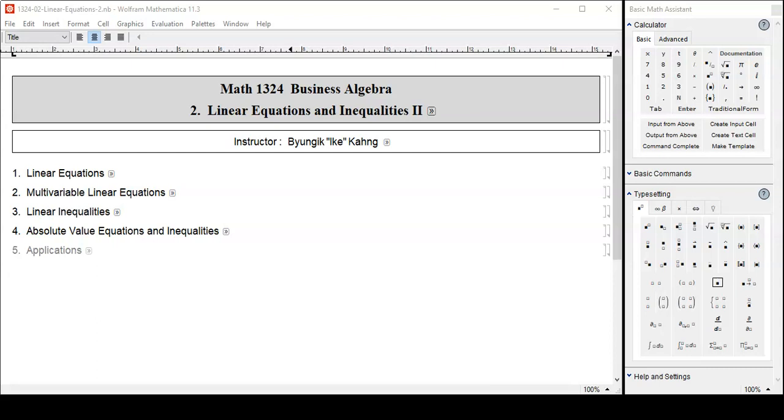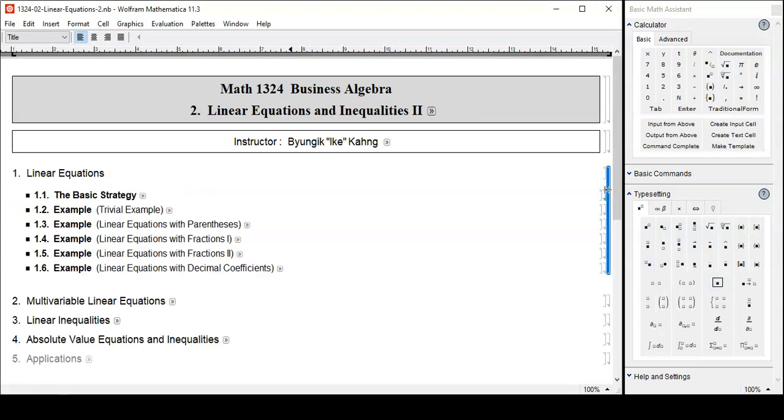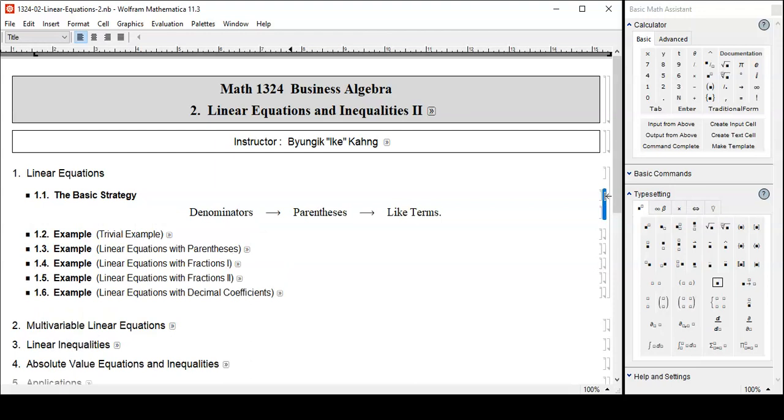Hello Math 1324 students. Let's begin Lesson 2, Linear Equations and Inequalities 2. It's a continuation from Lesson 1, where we covered Section 1 of this notebook. Lesson 2 will cover the rest. In Section 1, we studied linear equations, and here's the basic strategy: denominators, parentheses, and like terms in that order.